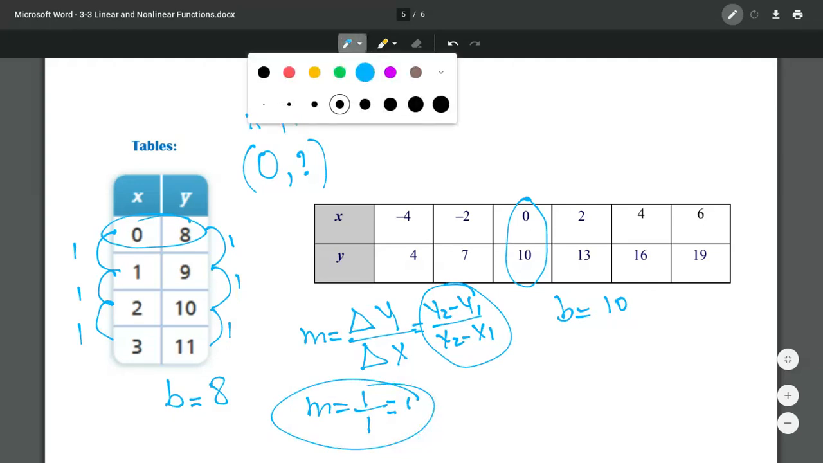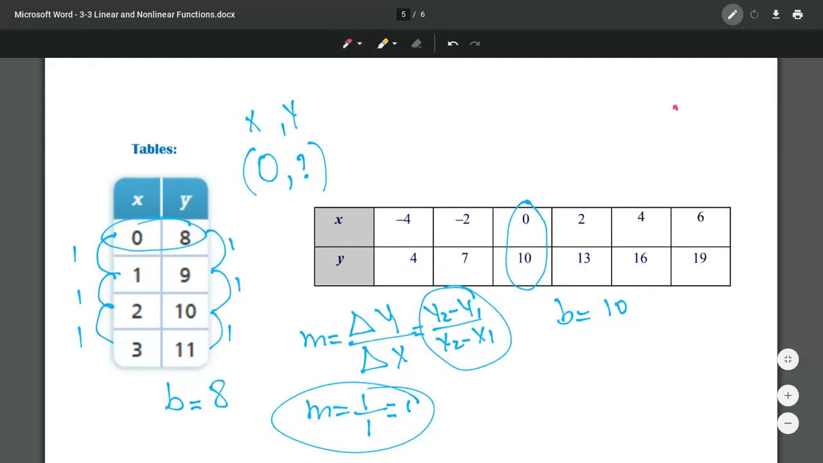Now let's find the slope for this other table. From -4 to -2, it goes up by 2. From -2 to 0, it went up by 2. 0 to 2, it went up by 2, and so on. All right? So if I'm looking to find the slope, the difference between the two x's is 2, positive 2.